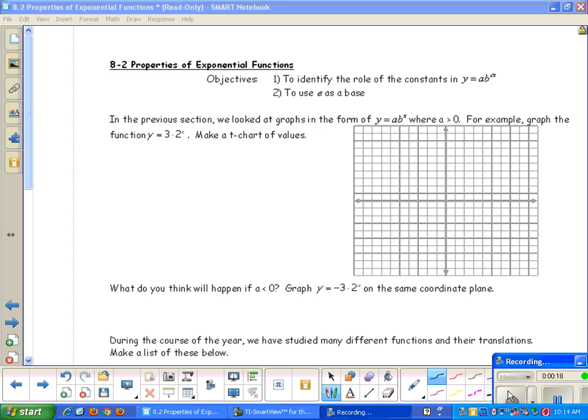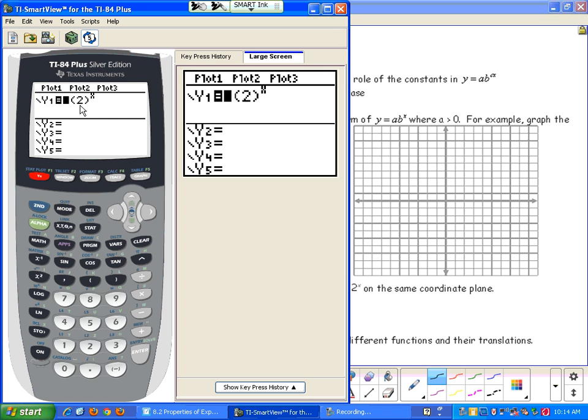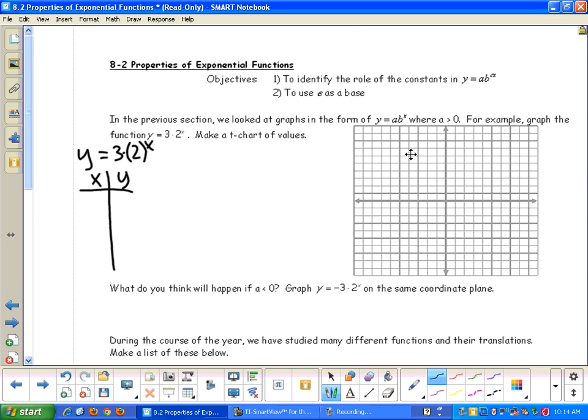For example, we're going to graph the function y equals 3 times 2 to the x power and make a t-chart of values to do so. If it helps, put parentheses there. It's pretty easy to plug in the values for x and y. You can plug this into your calculator, into your y equals. Notice I put this value in parentheses to the x power, and then go to your table, and I pick positive and negative points. So I'm going to do -2 to 2 for my values, and I'm going to write those down here.